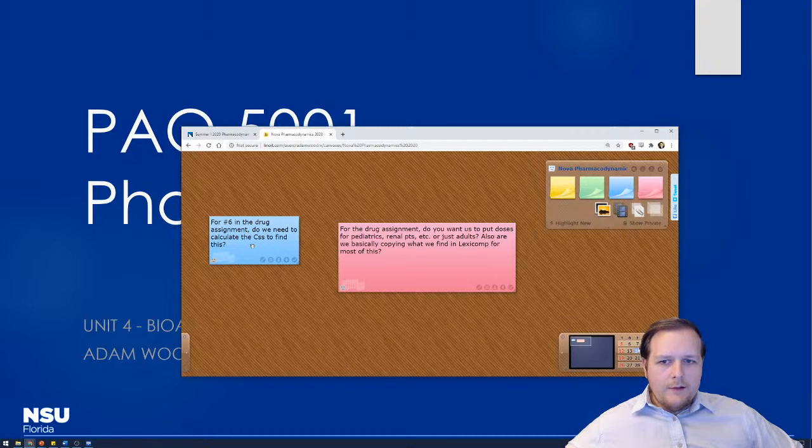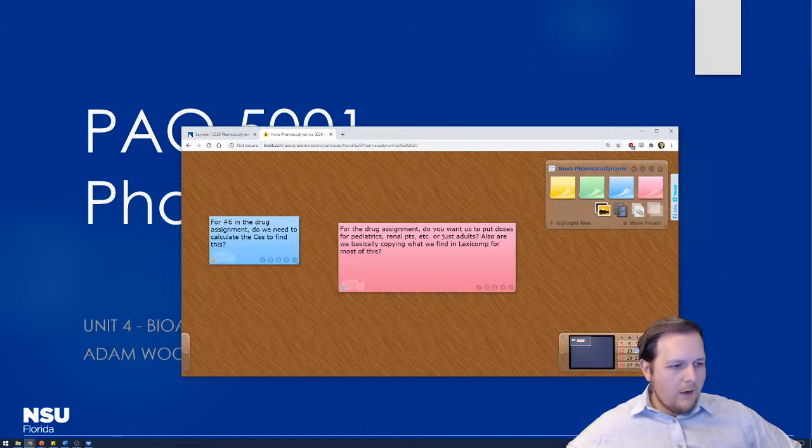Anyway, they're asking, do they need to actually calculate CSS to find this? And you really don't, right? Because the CSS is going to be a factor of the half-life, but also how much dose you are putting into the patient. So the dose and the interval along with the clearance is what really helps to dictate the CSS. You'll find that the half-life contributes to that, but you really don't need to calculate it.